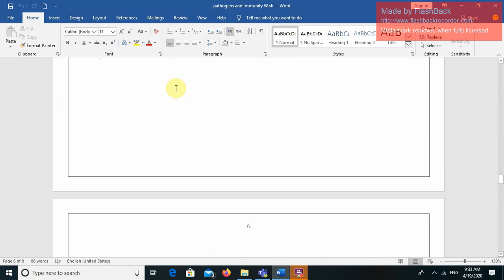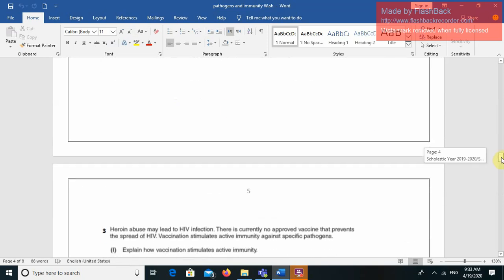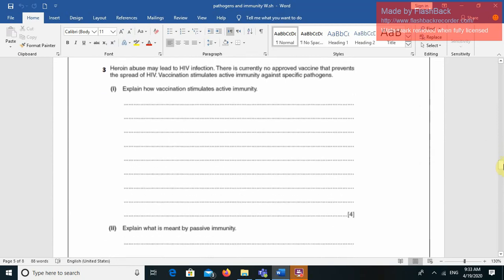Let's go to number three. Heroin abuse may lead to HIV infection. The people who inject heroin do not sterilize the needles. So people are at risk of getting infectious diseases such as HIV, hepatitis, and other infectious diseases that can be transmitted by direct contact with the blood.